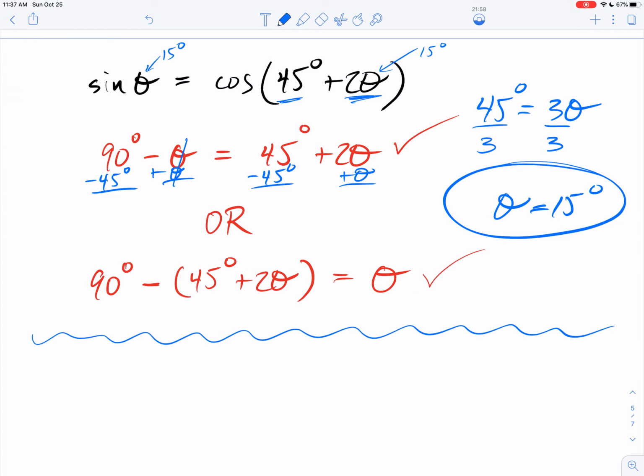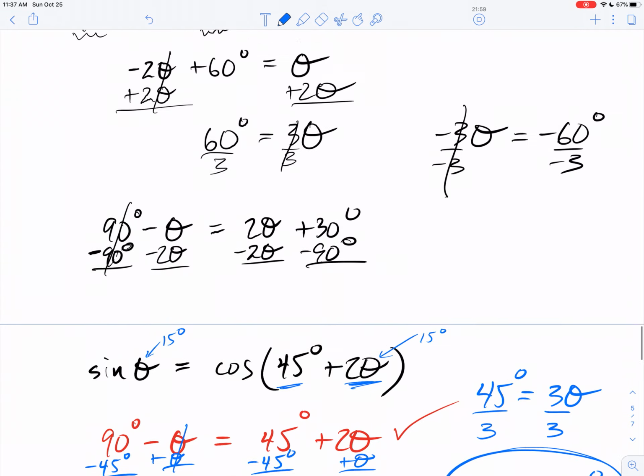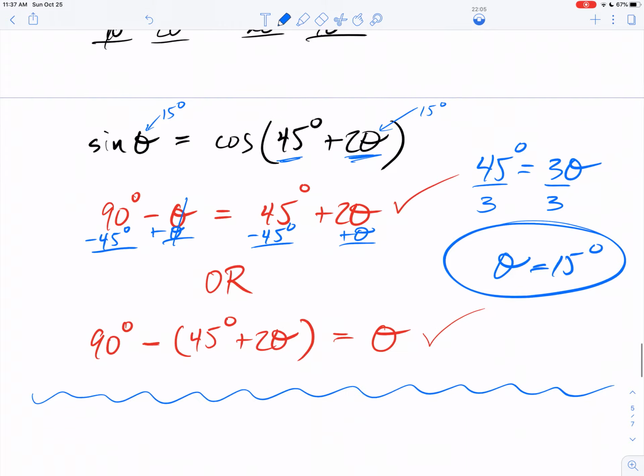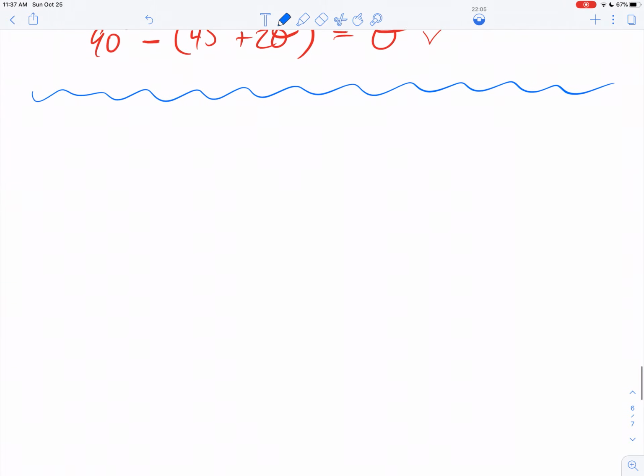So, what is the royal rule? 90 minus whatever they gave you equals the other side. You're going to see this on the practice problems. They're going to try and spice things up a little bit here and do something like this.